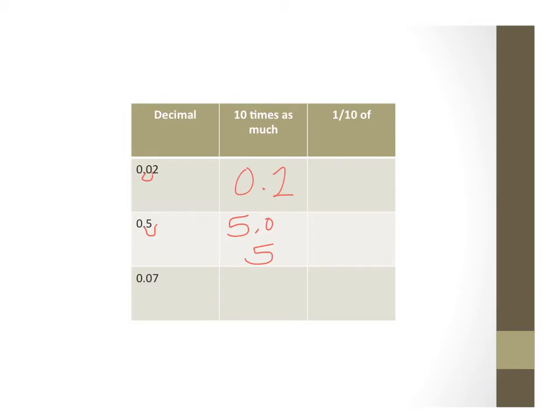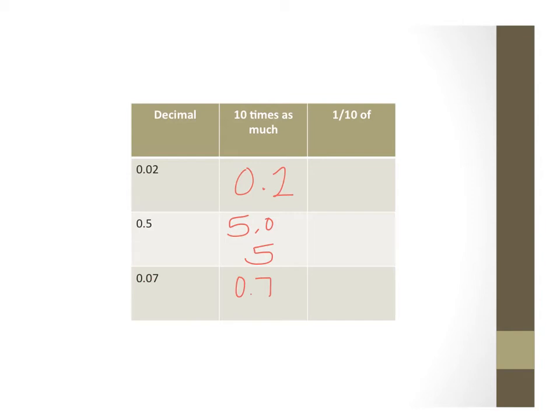Down here I have 7/100. If I move my decimal one spot to the right, now I have 7/10. 7/10 is 10 times as much as 7/100. Works the same way with our fraction, except we're moving our decimal point to the left. So let me erase what I did earlier.